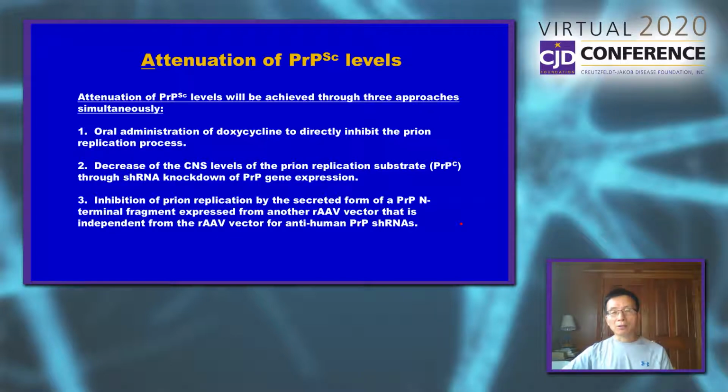To attenuate, to reduce the PrP assay levels, we achieve it through three ways. One, as I said before, is oral administration of doxycycline, which has been shown to directly inhibit prion replication. Second, by knocking down the PrPC level using shRNA, we'll also knock down the substrate, which is the PrPC, for prion replication. And the third, by expressing the secreted form, the N-terminal fragment of PrP, we'll show later that this N-terminal fragment can also inhibit prion replication. So these three ways will all come together to achieve the goal of reducing PrPC levels, PrP assay levels.